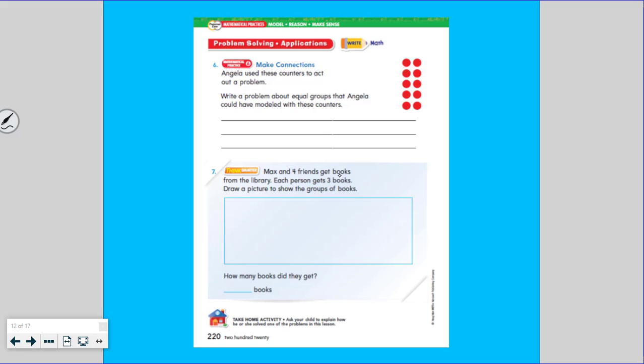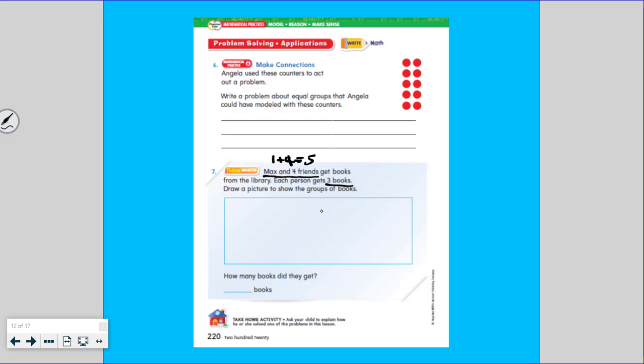So it says Max and 4 friends get books. Okay, so Max and 4 friends are getting books, okay? From the library, each person gets 3 books, okay? So they each get 3 books. Draw a picture to show the groups of books. Okay, so he's Max and 4 friends. So right away you're probably thinking 4, and it's 4 rows, but you got to remember it's Max too. Max and 4 friends. So that's 1 plus 4, right? That's a 4, there we go, equals 5. So we need 5 rows this time.